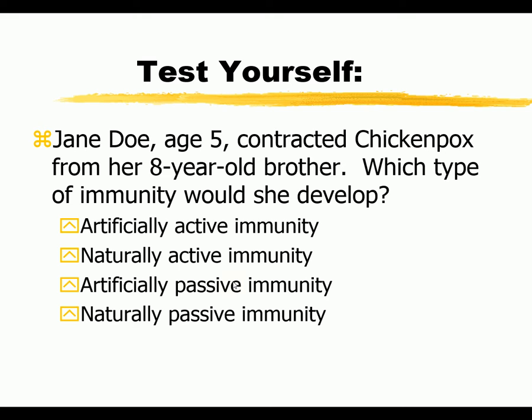Jane Doe, age 5, has contracted chickenpox from her 8-year-old brother. Which type of immunity would she develop? Okay, let's see. Her body is actively producing antibodies to it because she came into contact with it, and she naturally came into contact with chickenpox. So you should have picked naturally active immunity.